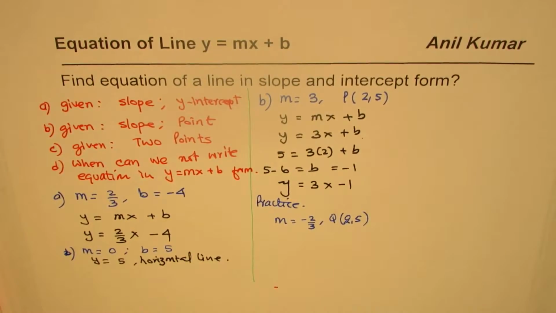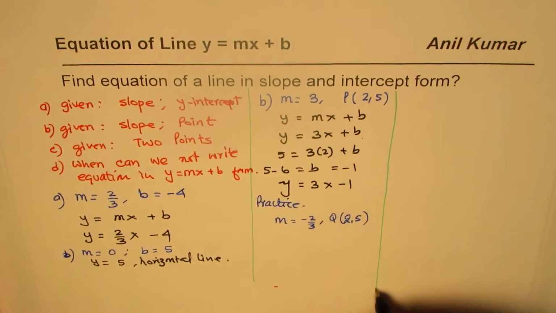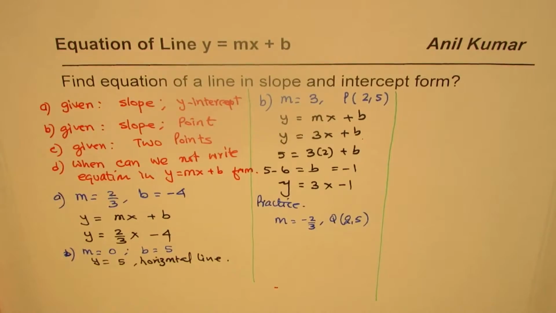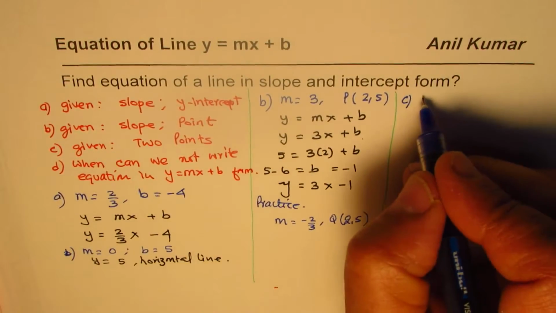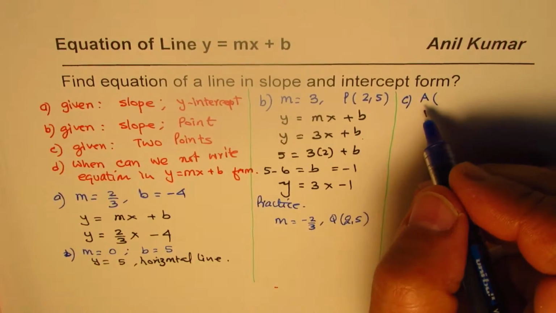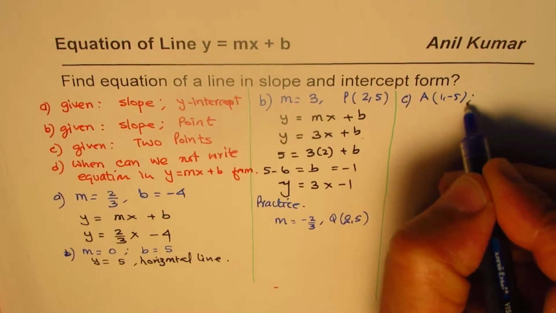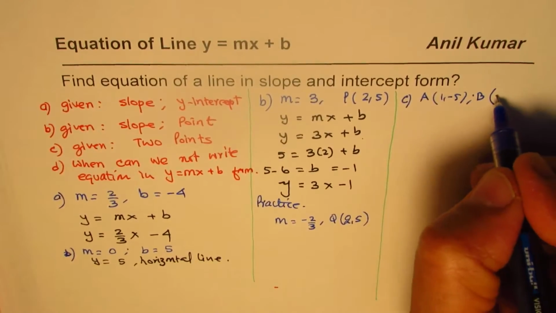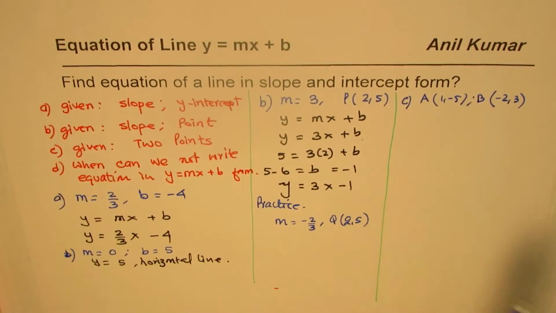So you can pause the video, get the answer for this one. We'll move on to the third case, which is given 2 points, right? So case number 3 is given 2 points. Let's say point A is given to us as (1, -5), and point B is given to us as (-2, 3). Okay, let's find the equation of the line now.